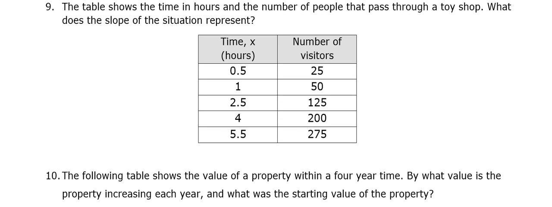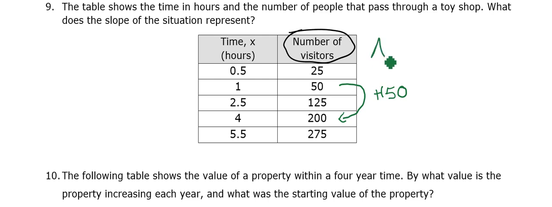Number 9, the table shows the time in hours and the number of people that pass through a toy shop. What does the slope of the situation represent? Okay, so first we need to find the slope so we can think about what it represents. So I'm looking first at my number of visitors and how that's increasing. Sometimes I get nervous about all of the decimals, so if they give me more options, I actually just skip over those. So I'm going to skip from 50 to 200, and I can see that I'm increasing by 150. So this represents my rise or the change in my y.